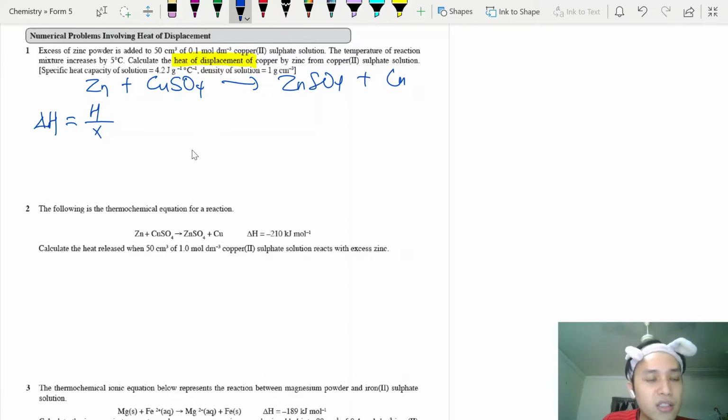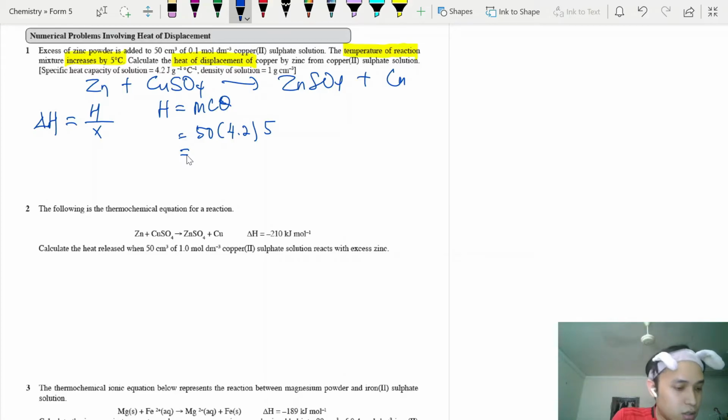How do I know it's heat energy released? Because the temperature of the reaction increases, so I know it's an exothermic reaction. So let's calculate H, the heat energy released, MC theta. Mass, remember we look at the volume. So 50 ml, nothing else, so this is 50 grams times 4.2 times temperature change. This one already tells me increase by 5 degrees Celsius, meaning this is my temperature change. So you get 1050 joules.